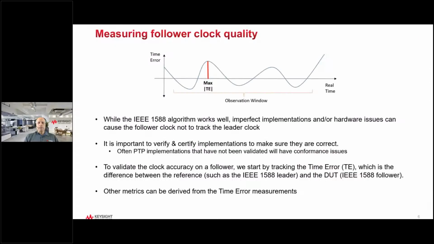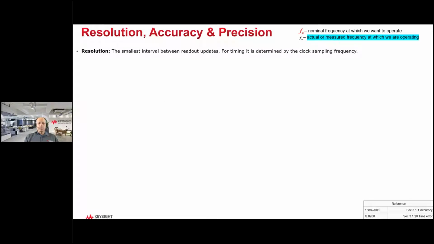And here we're talking about the time error being a representation of accuracy. Here we're going to talk about some of the things that we can measure. So typically, we talk about resolution, accuracy, and precision. Resolution is basically just the smallest interval between readout updates. Really what that tells us is the smallest unit of time during which we can sample something.